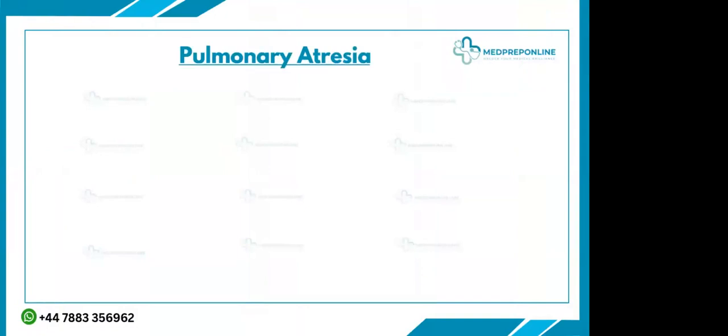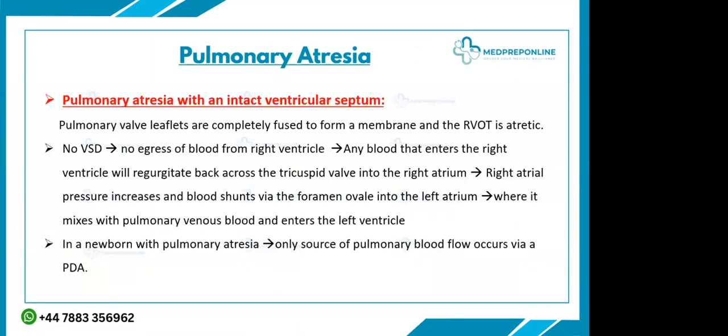That was the tricuspid atresia. Now we are going to talk about pulmonary atresia. And we have two types in pulmonary atresia. One is with intact ventricular septum, and the second is with a ventricular septal defect. Intact means there is no defect, no ventricular septal defect. It means the interventricular septum is complete and there is only pulmonary atresia present.